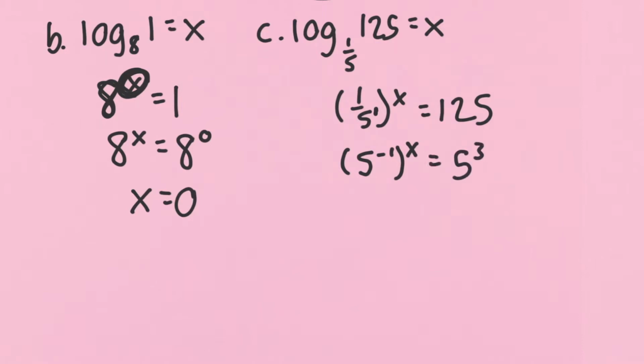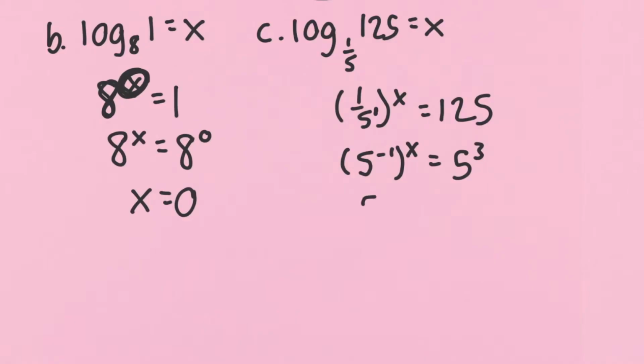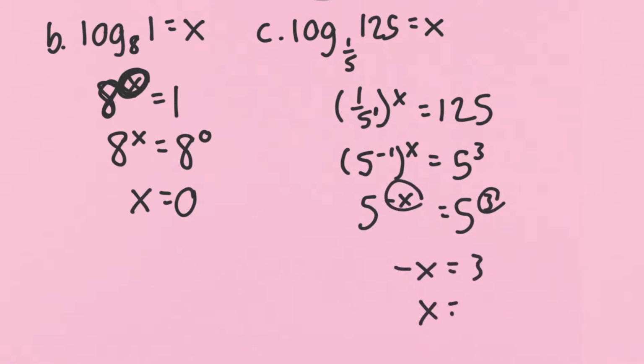5 cubed is 125. 5 times 5 is 25 times 5 is 125. You can do that in the calculator by guessing and checking. So now we have 5 to the negative x equals 5 cubed. So that means negative x equals 3 when you're looking at the exponents. So x equals negative 3.